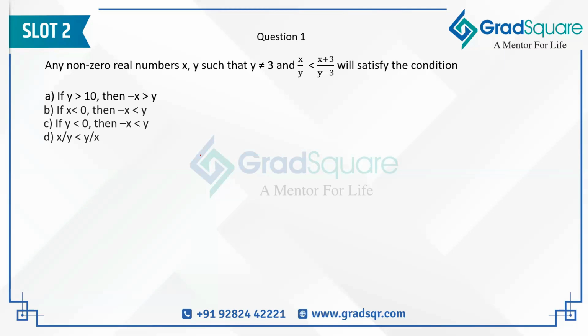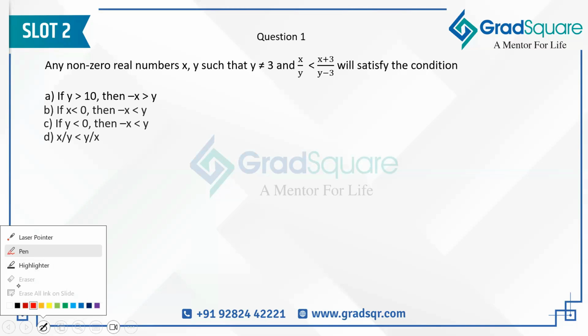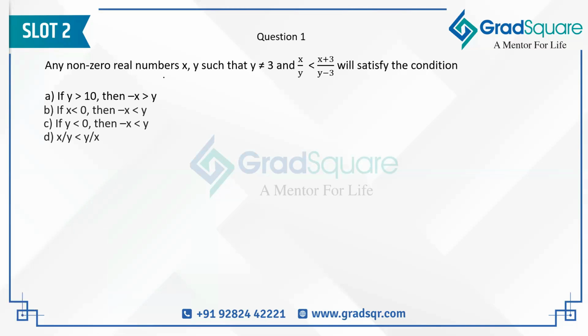So from today onwards, we are going to start off with the slot 2 questions, and that too from the quantitative aptitude. So let's have a look at this. First question: any non-zero real number x, y such that y is not equal to 3. Okay, so to ensure that the denominator is not 0 and the fraction doesn't become undefined. And x by y, they have clearly mentioned that x by y should be less than x plus 3 divided by y minus 3, and this has to satisfy which of the conditions given below.